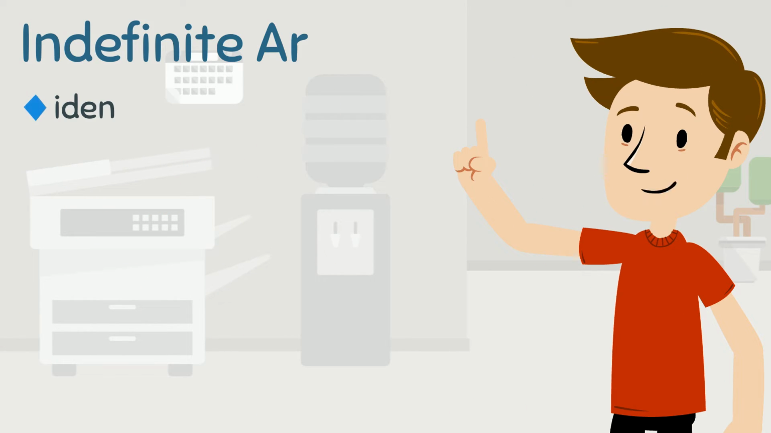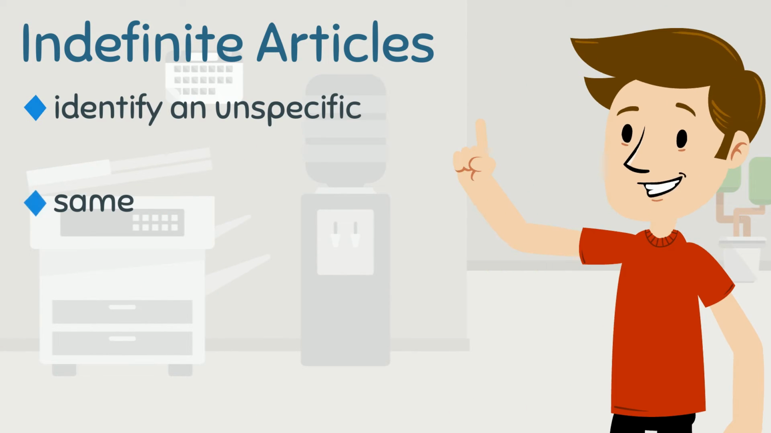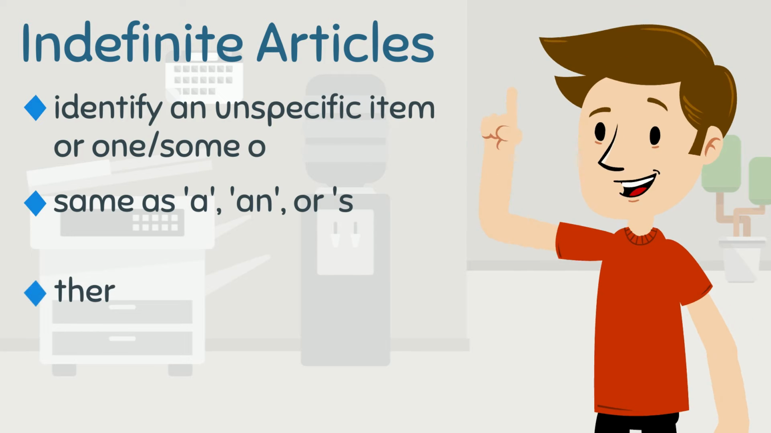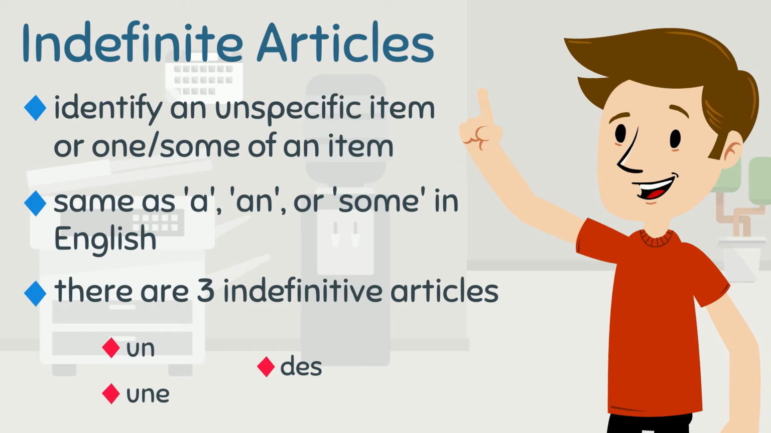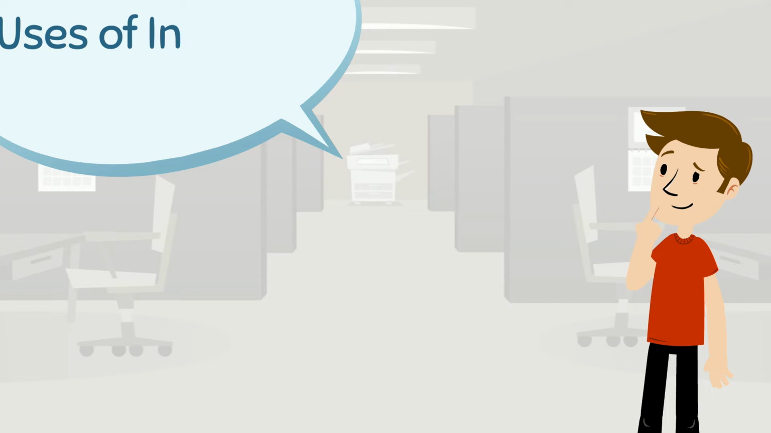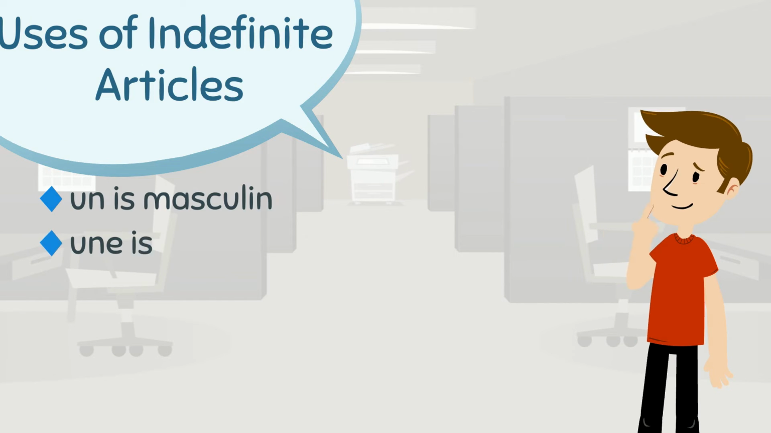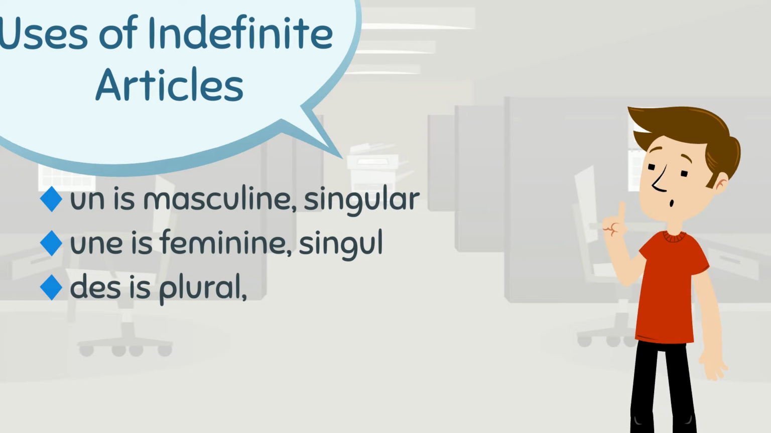Alright, moving on to indefinite articles. They identify an unspecific item or one or some of an item. It's the same as "a," "an," or "some" in some cases. There are three indefinite articles. They're un, une, and des. So un is masculine, une is feminine, des is plural, regardless of the gender.